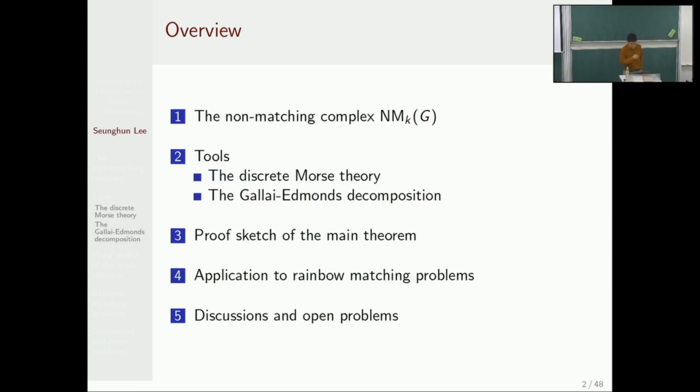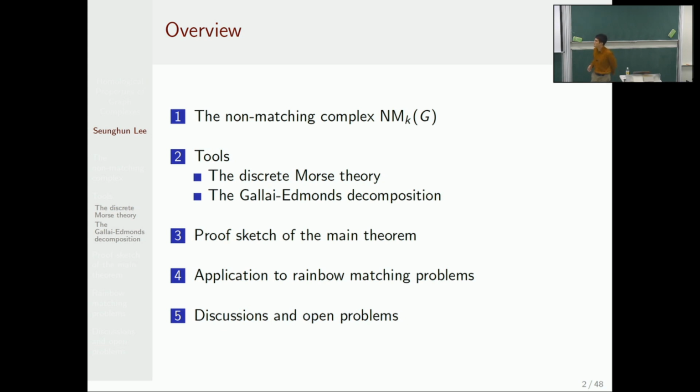So first, let me briefly overview the presentation. First, I'd like to introduce the non-matching complex. That is the simplicial complex consisting of the subgraphs of the given graph G which have bounded matching number, that is, matching number less than k. The purpose of this presentation is to show how to derive the topological information of the non-matching complex.